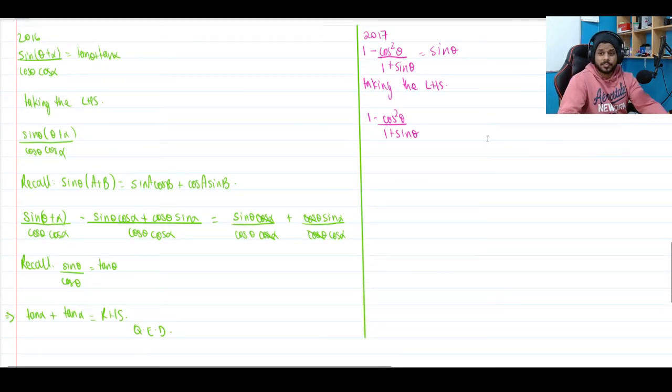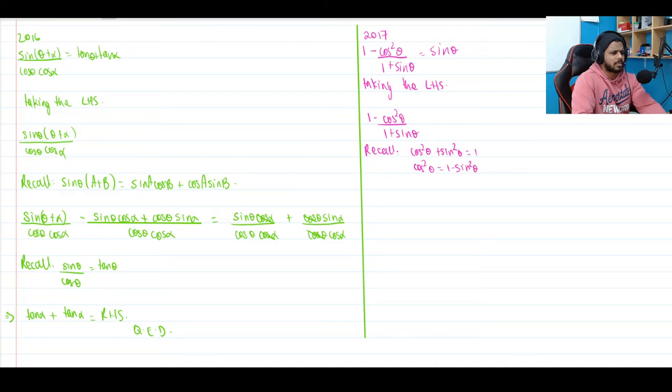You can see what substitution to make here for cos squared theta. So I'll recall cosine squared theta plus sine squared theta is 1. So cosine squared theta is 1 minus sine squared theta. 1 squared minus sine theta squared. You have to state it's a difference of two squares, guys. Difference of two squares: 1 minus sine theta into 1 plus sine theta.